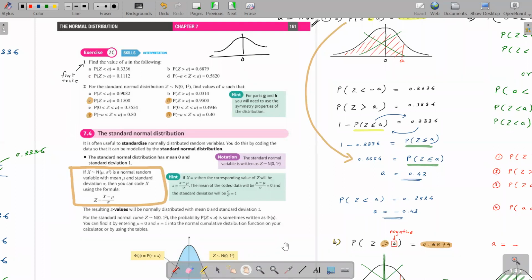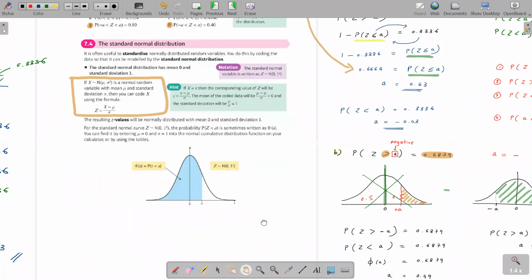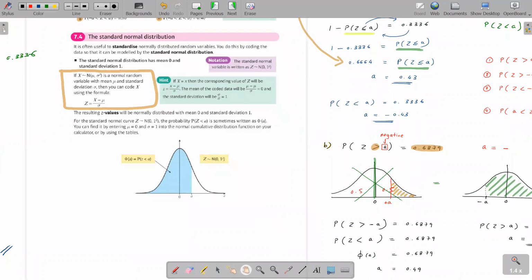But when you're working with real life, you don't always get a mean of 0. When you work with some X data, you might have some value for your mean and some value for your variance. It's not always going to be 0 and 1. So now we are going to see a technique to convert this. This is the normal distribution with mean mu and variance sigma square.